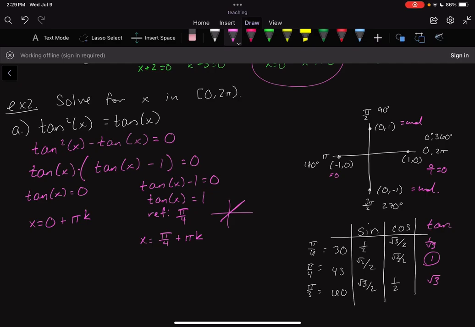Now I want to reiterate to you, if it had said for all values of x, this would be our final answer. We'd be boxing this in and that would be it. It didn't say that though. It only wants between 0 and 2 pi, so I'm going to have to actually write out all the values that satisfy. So 0 satisfies, pi over 4 satisfies, pi satisfies, and then quadrant 3, reference of pi over 4, would be 5 pi over 4.